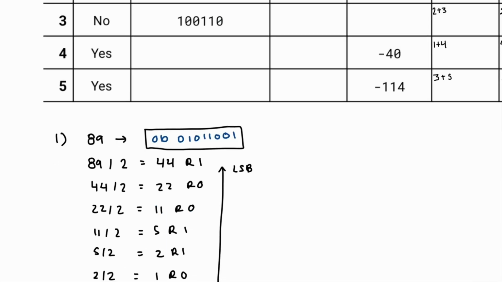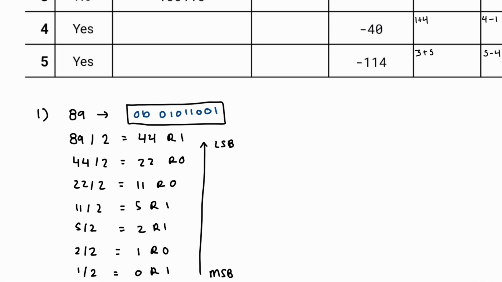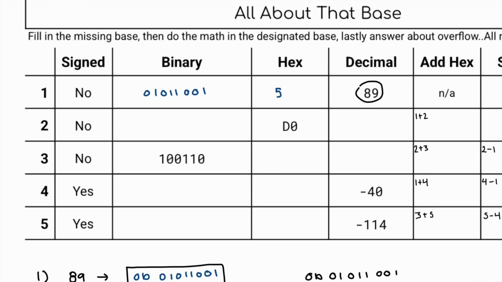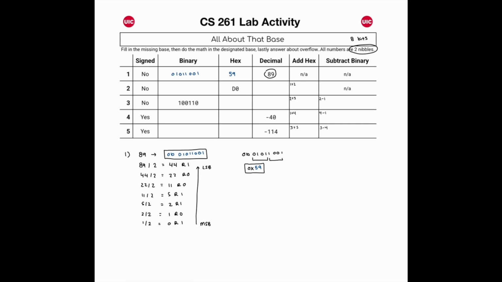All right, let's use this number to calculate the hex number. We'll group our bits in groups of 4, starting from left to right, and then calculate each hexadecimal digit. We know that 0101 is equivalent to 5, and then 1001 is equivalent to 9. And that's it for question 1. Let's move on to row 2.